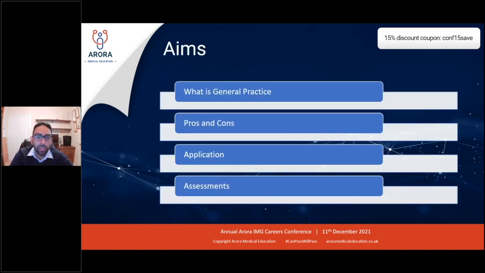So the end of this topic then, general practice is a vast topic. I could talk about it for 2-3 hours, but I'm trying to keep it condensed to about half an hour. What is general practice? What are the key pros and cons? How do you apply? What are the key assessments that you need to do, and how do you best prepare for them? Please do put questions in as they come, guys. I will try and answer questions at the end.